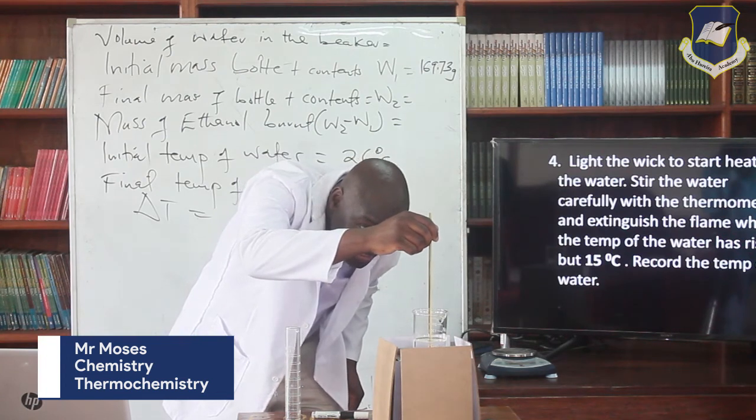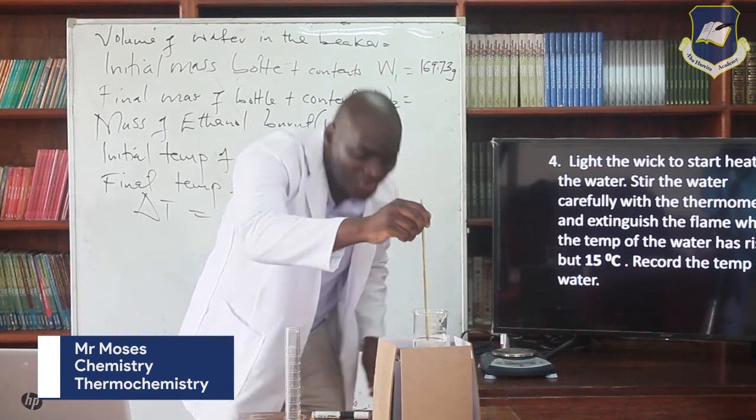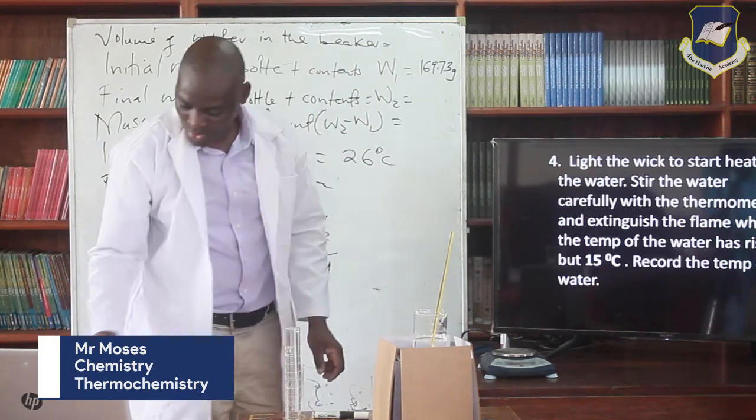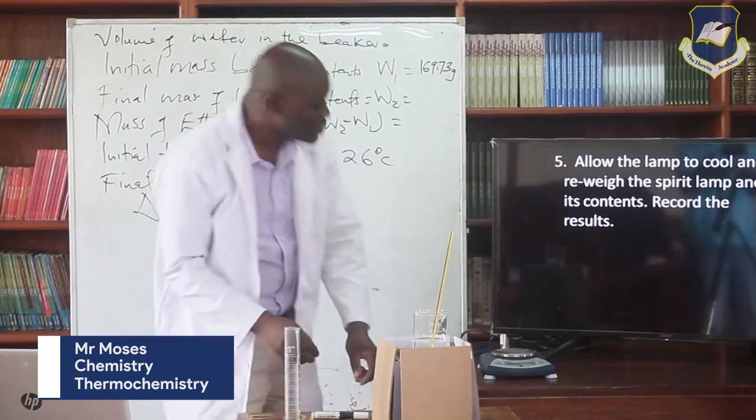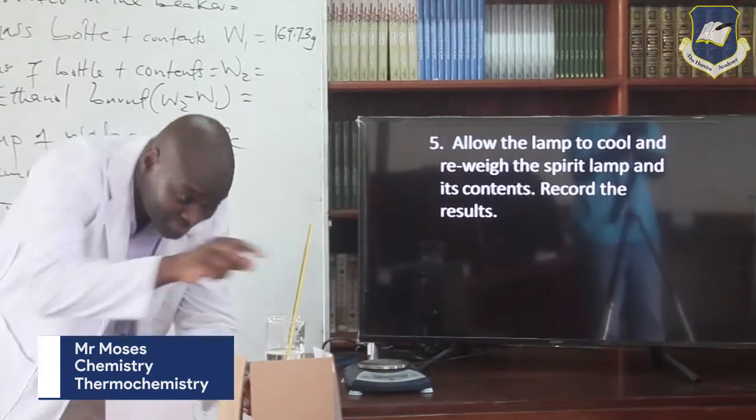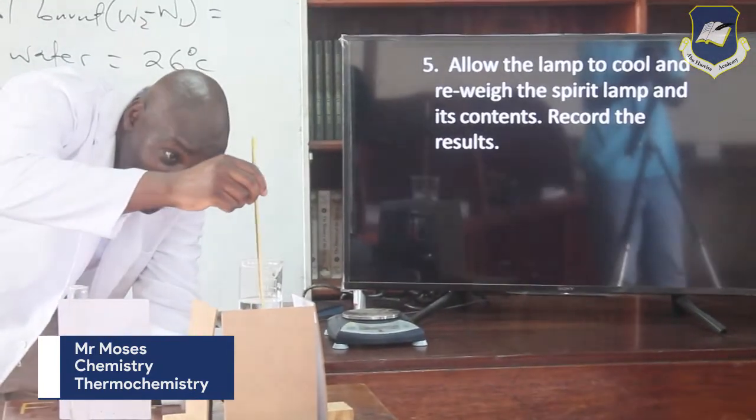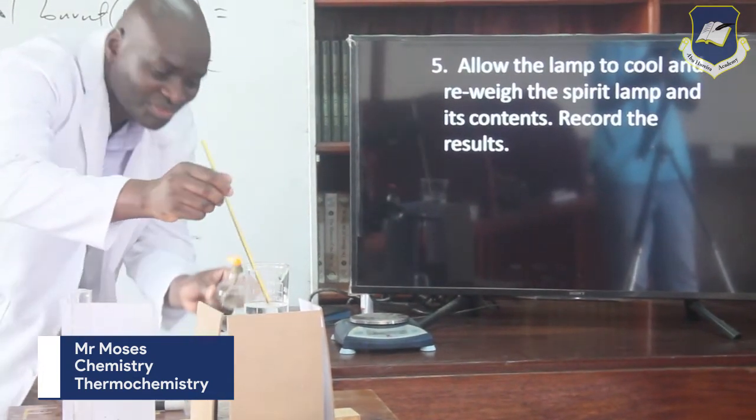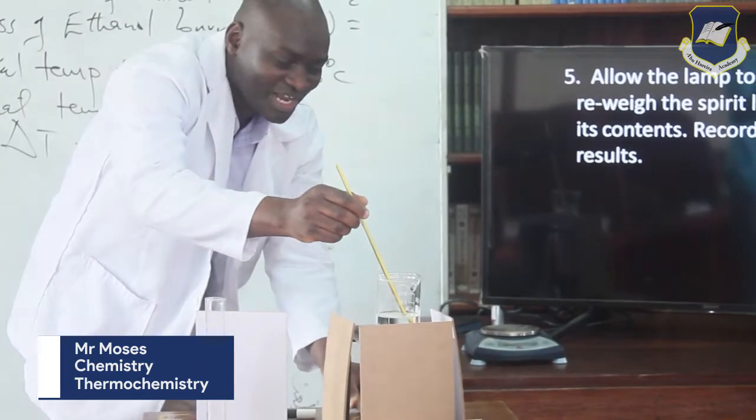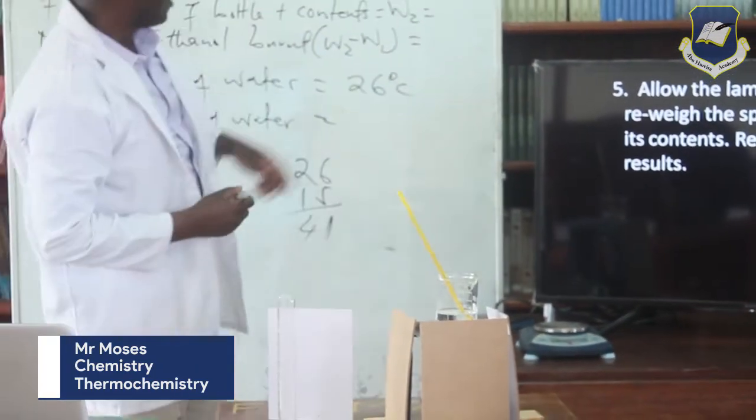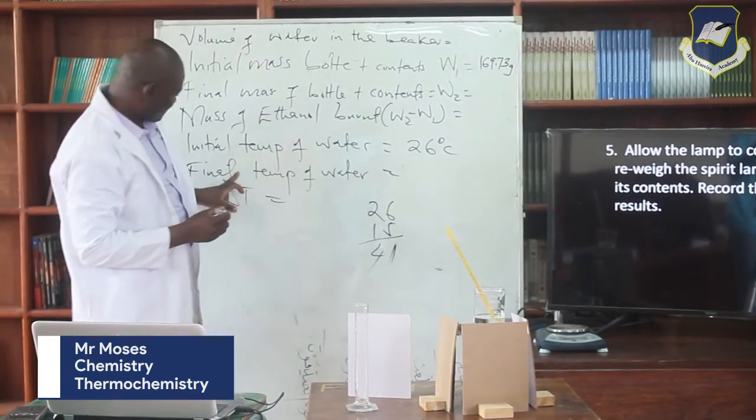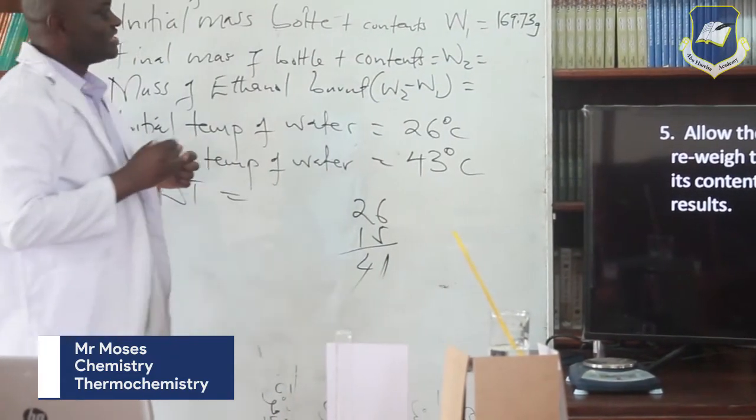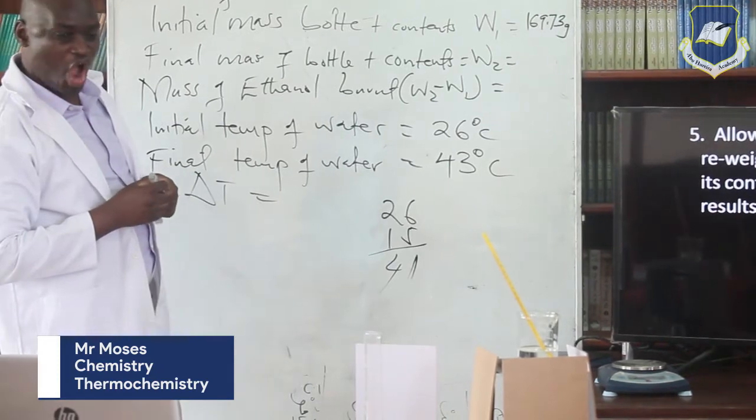Yes, now my temperature is 42. Now we can stop heating. And after heating, so what next? We are told to allow the lamp to cool, so we are going to put it off as we record the final temperature. So this is our lamp, we put it off and we allow it to cool. The final temperature of the water is 43 degrees Celsius.